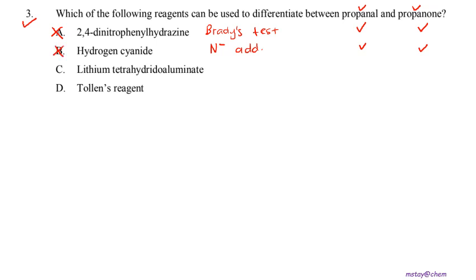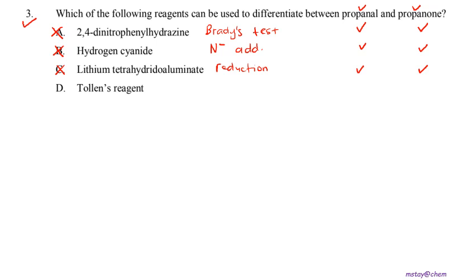Lithium aluminium hydride is the reagent for reduction, a reducing agent. Propanal, if it undergoes reduction, will produce a primary alcohol, and propanone undergoing reduction will produce a secondary alcohol. Since both react, we cannot use it to differentiate them.